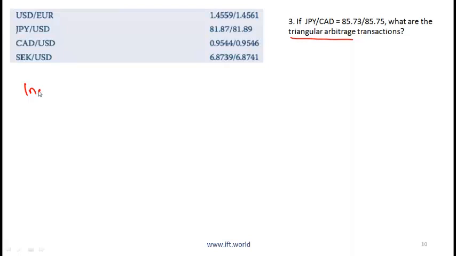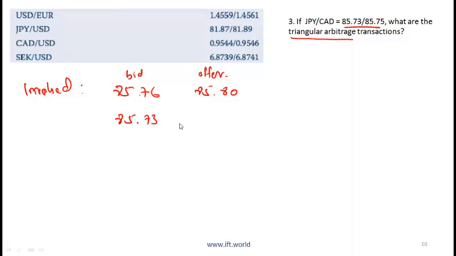So the implied cross rate, which we just calculated in the previous example, is as follows. It is 85.76, which is the implied bid, and 85.80, which is the implied offer. So this is the implied cross rate. Now what about the cross rate being given over here? The cross rate given here is 85.73, and the offer is 85.75.